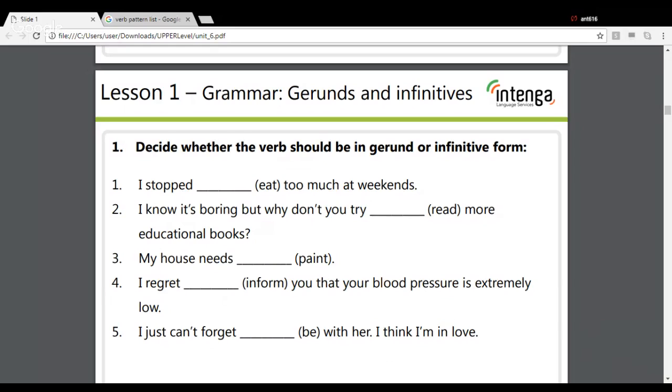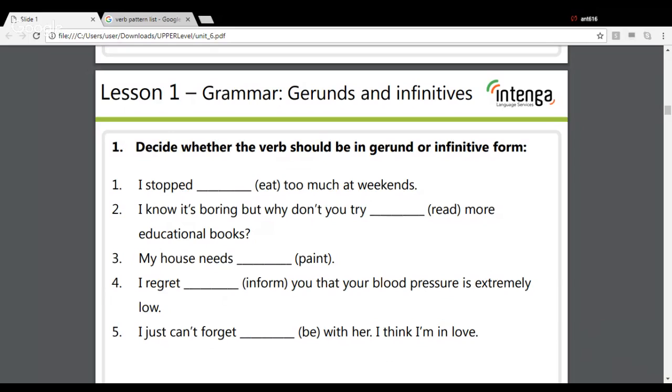All right. And what about regret? I regret to inform you that your blood pressure is extremely low. Okay, very good. Yes, and this is the more formal way of saying this as well. And obviously, maybe you're speaking with a doctor at this point. And then what about the last one, number 5? I just can't forget being with her. I think I'm in love.